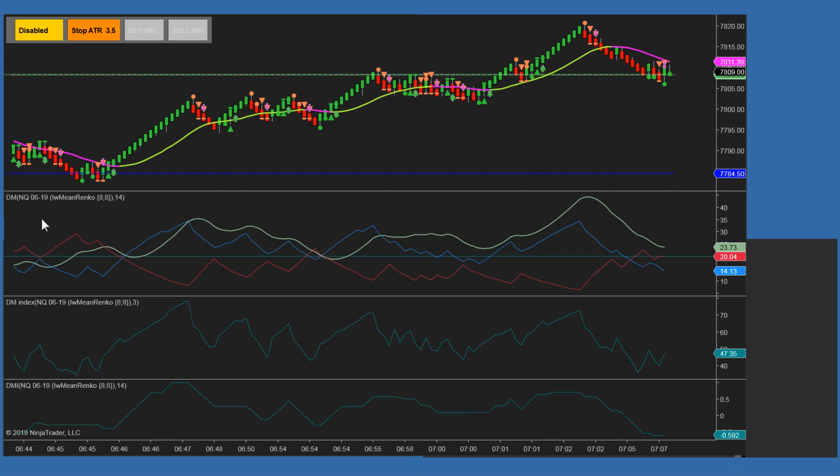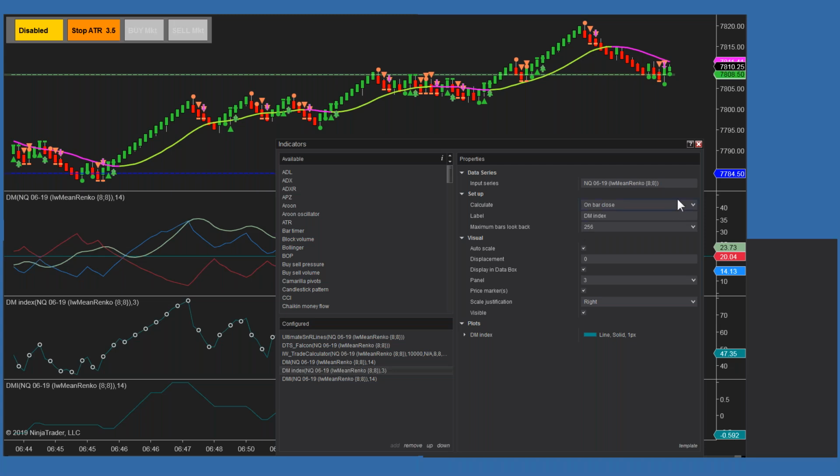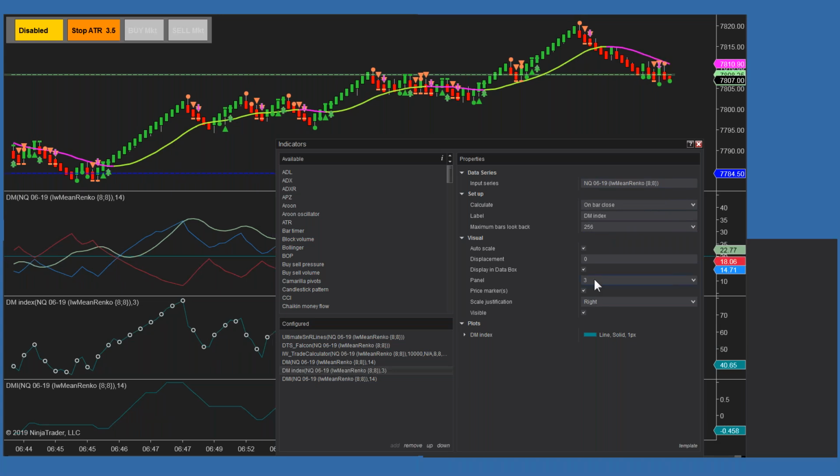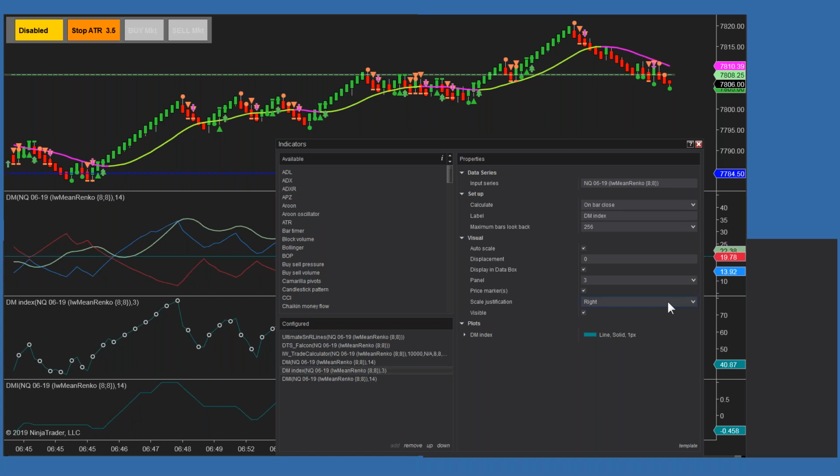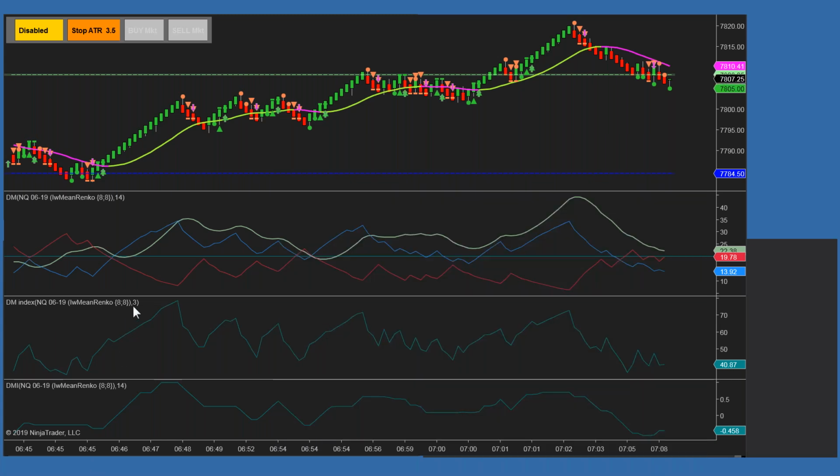Okay, so we have the DM, then we have the DM index. Calculate on close. Oh, there's nothing to adjust here. I've never heard of the DM index, so I'm at a little bit of a loss there. I do see that it has the value of 3 here, which makes me think that maybe it's a 3-period ADX.